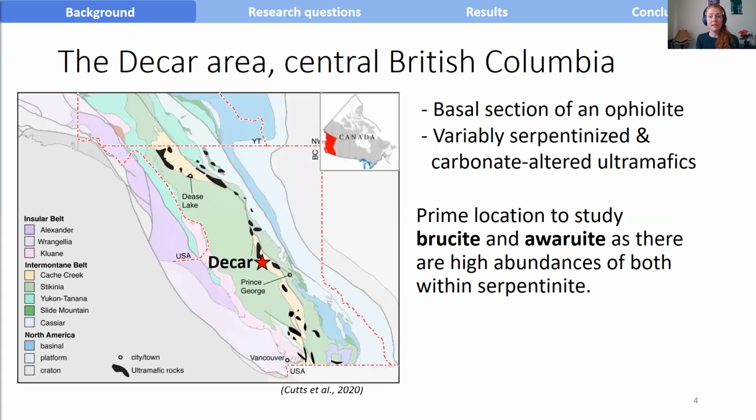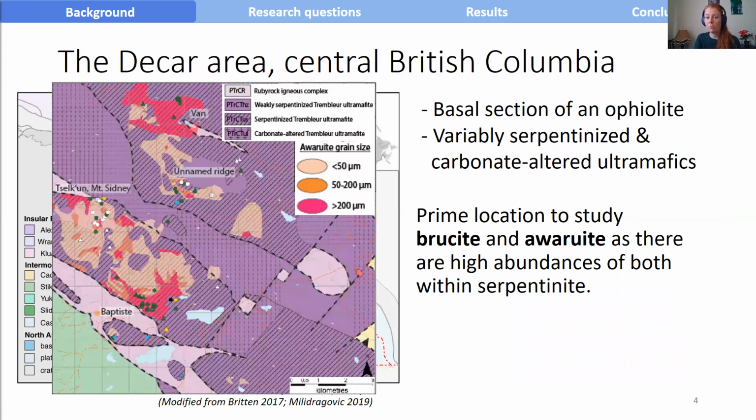So the field site is the Decar area, which is located in the Cache Creek terrane, shown in yellow over here, with all the ultramafic rocks in British Columbia shown in black, and the Decar area is in the center. The ultramafics in the Decar area are a basal section of an ophiolite, and they're variably serpentinized and carbonate altered, shown with the different patterns of the purple area here.